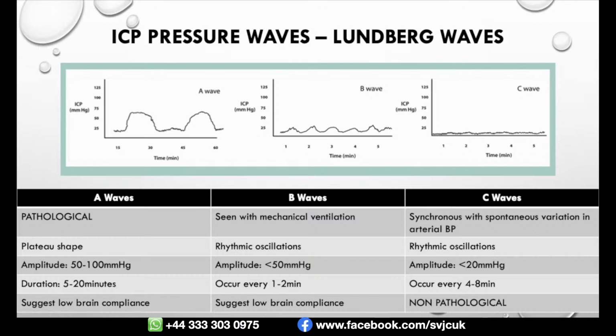C waves are non-pathological, and you see these synchronous with spontaneous variation in arterial blood pressure. So you get these rhythmic oscillations with an amplitude of less than 20 millimetres of mercury, and these occur every 4 to 8 minutes, and these are non-pathological waves.